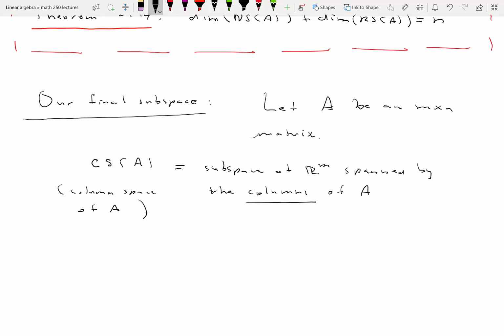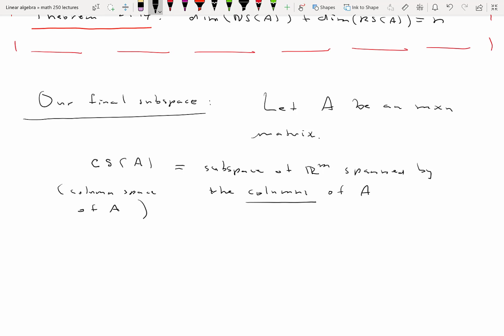Okay, here's our final subspace. Let's consider our same old m by n matrix. So let A be an m by n matrix. The column space of A is the subspace of R^m, because the vectors formed by the columns of A will have m entries. It is the subspace of R^m spanned by the columns of A.